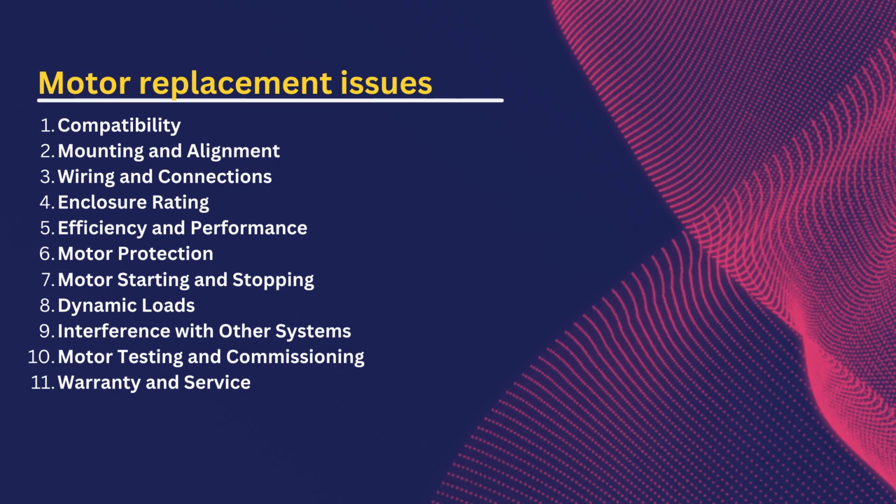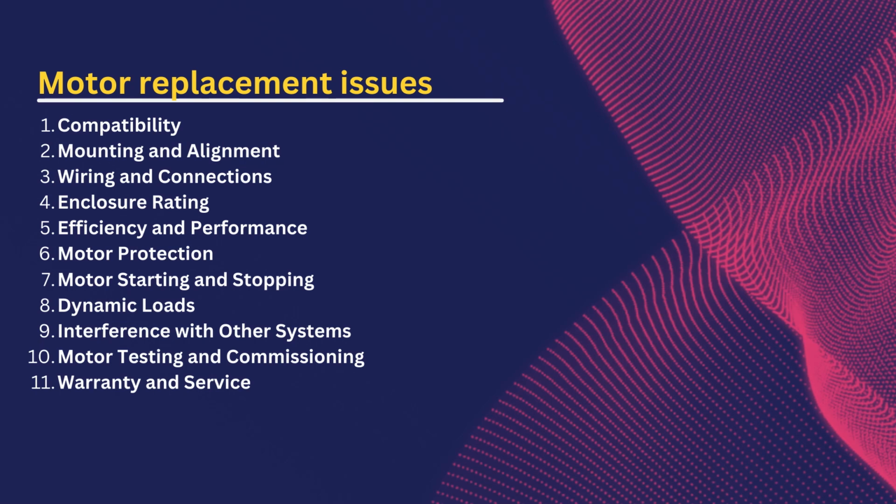Third is wiring and connections. Correctly connecting the new motor to the electrical system is essential to avoid issues like incorrect phasing, voltage imbalance or overheating. Fourth is enclosure rating. The new motor should have the appropriate enclosure rating to withstand the environmental conditions in the application area. Using a motor with an inadequate enclosure could lead to premature failure.